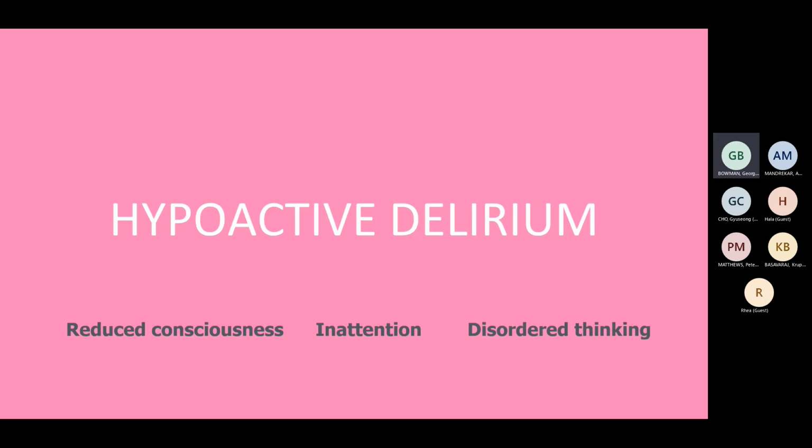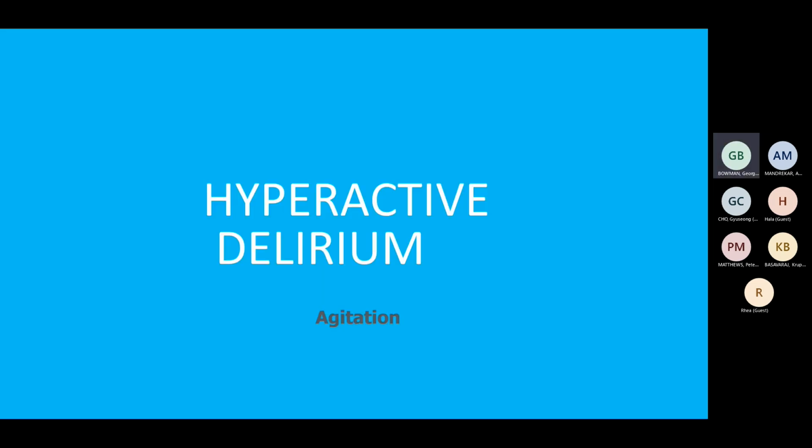There are 2 key forms of delirium. The most common in ITU is hypoactive, characterized by inattention, disordered thinking, and reduced consciousness. Hypoactive delirium is associated with worse mortality. The other form is hyperactive delirium. This is much less common, with less than 2% of people on ITU having this, and it is mainly associated with agitation.